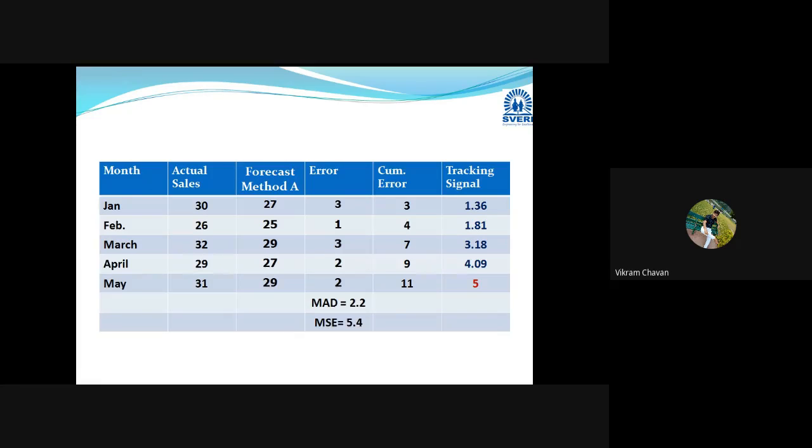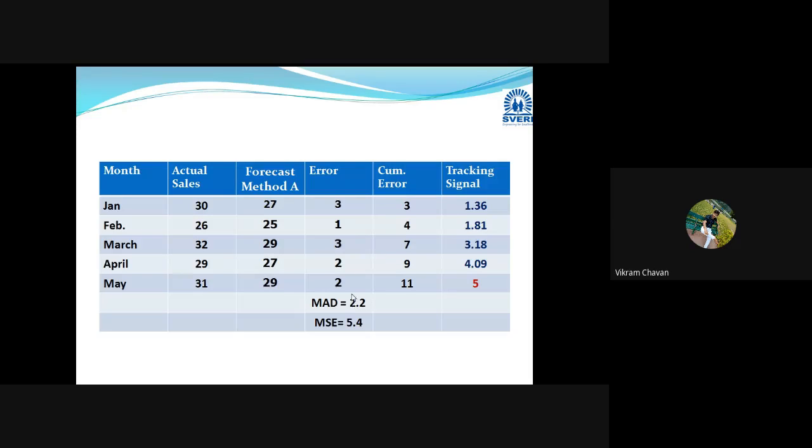So actual sales minus forecasted sales, that is nothing but error. So 30 minus 27, 3; 26 minus 25, 1; 32 minus 29, 3; 29 minus 27, 2; 31 minus 29, 2. So these are the errors and all the errors are positive. MAD is nothing but the addition of all the errors divided by the number of periods or number of errors. So we have 5 periods or 5 errors. So 3 plus 1 plus 3 plus 2 plus 2. How much are you getting? 3 plus 1, 4, 4 plus 3, 7, and plus 4, 11. So 11 divided by 5. So MAD we will get 2.2.